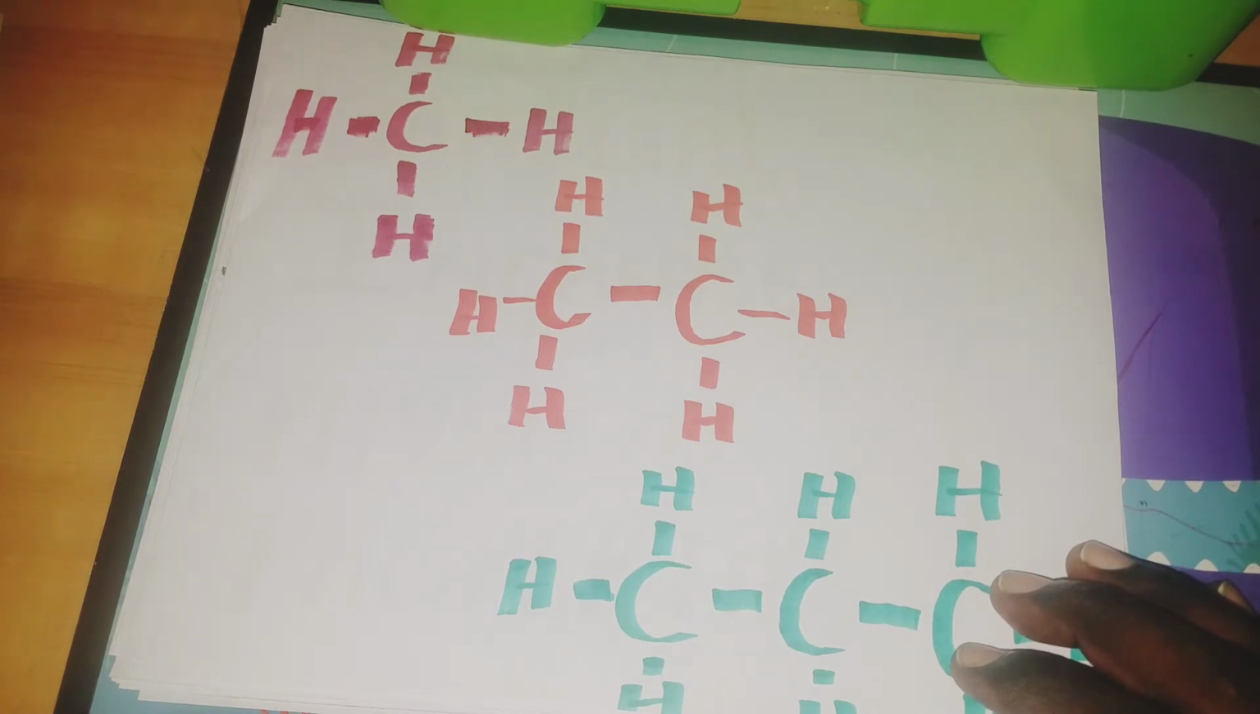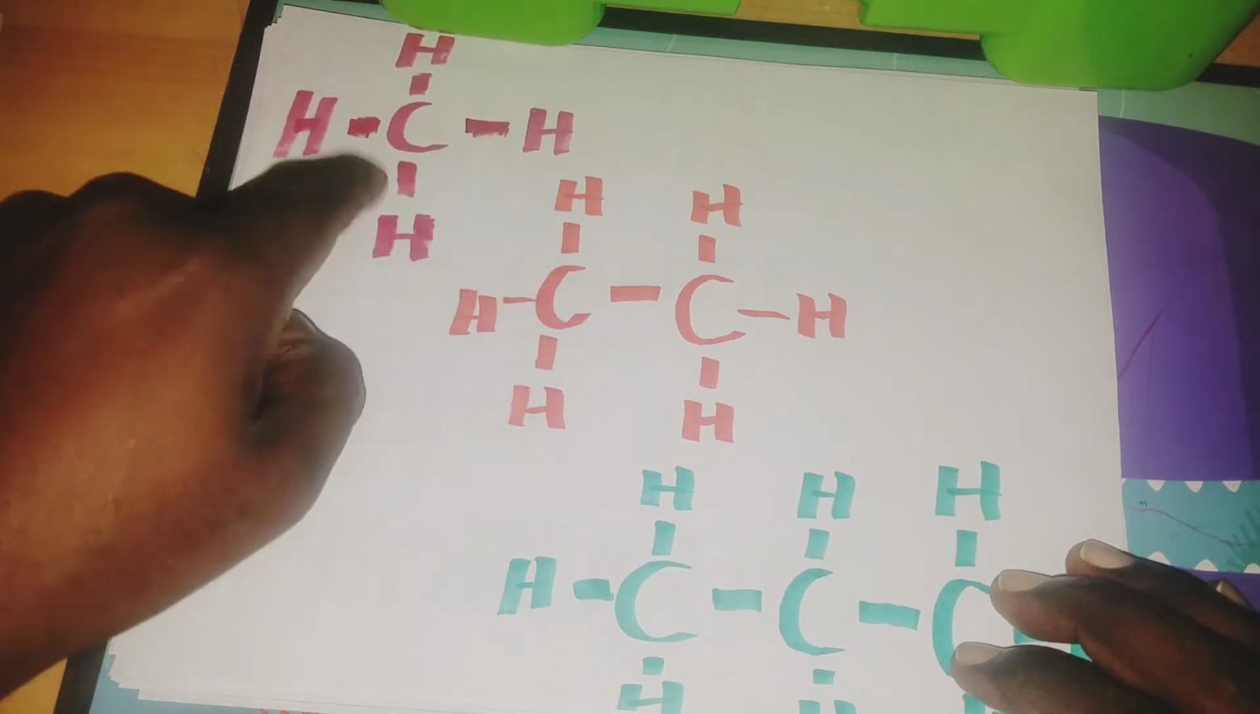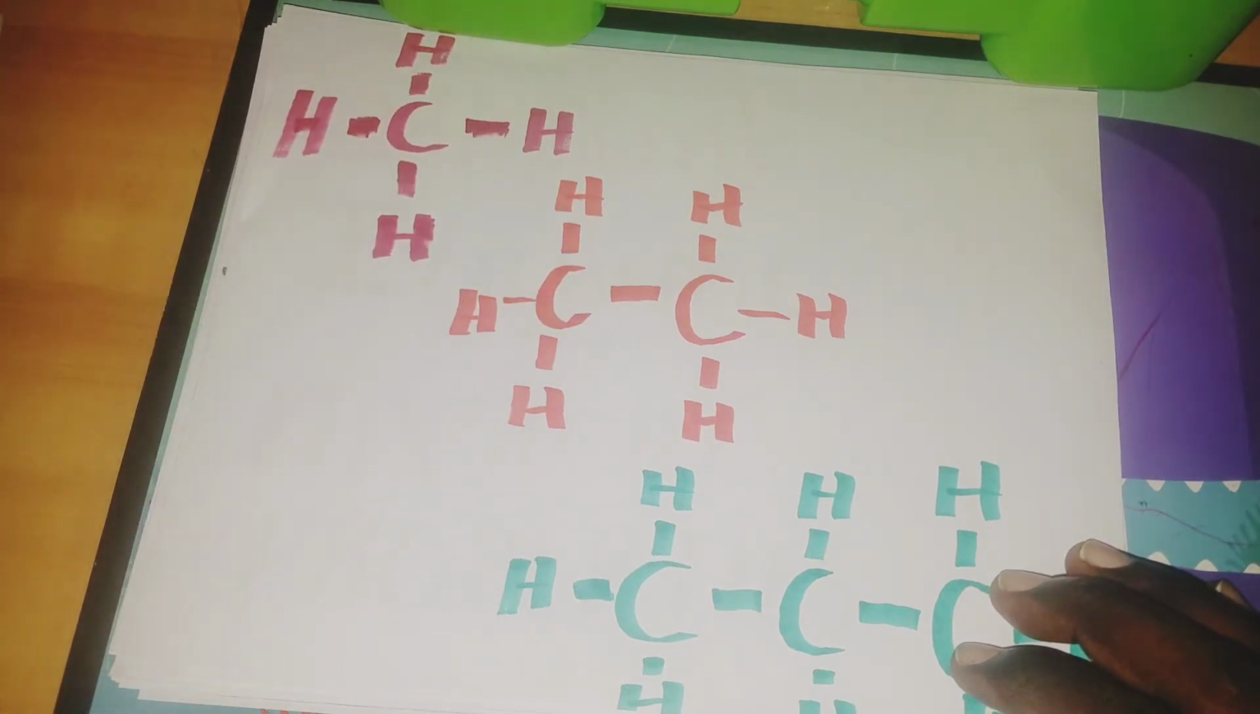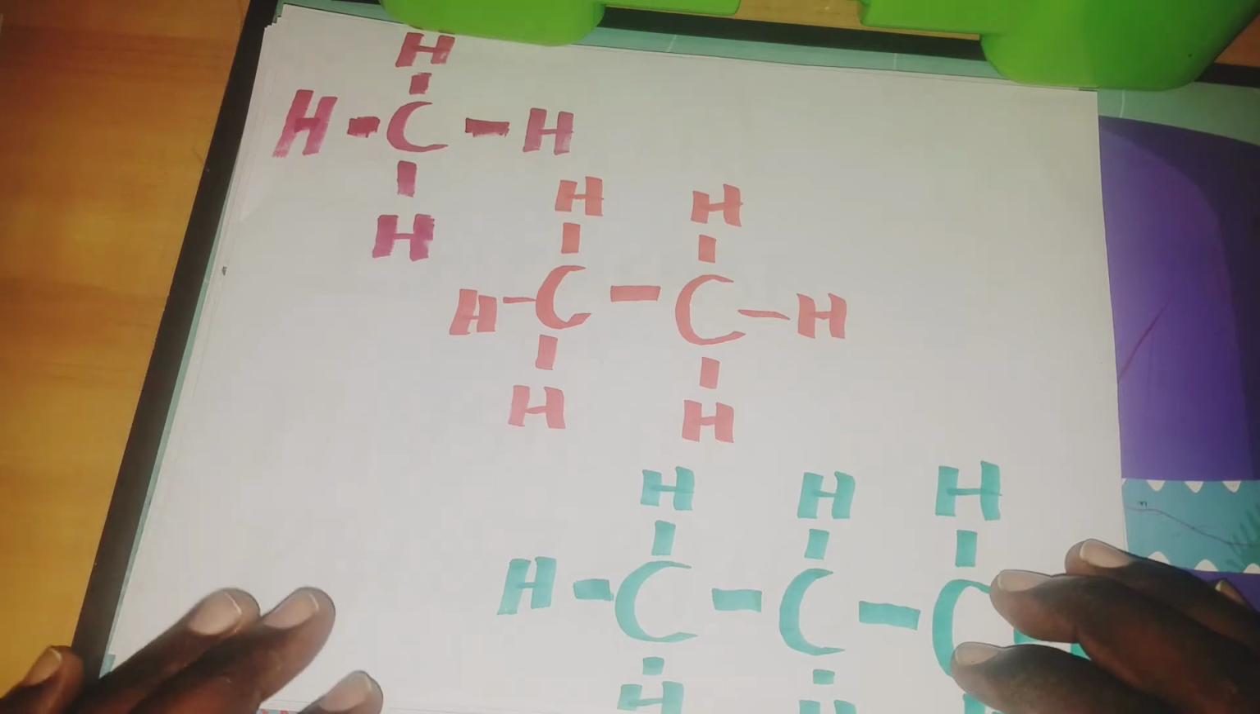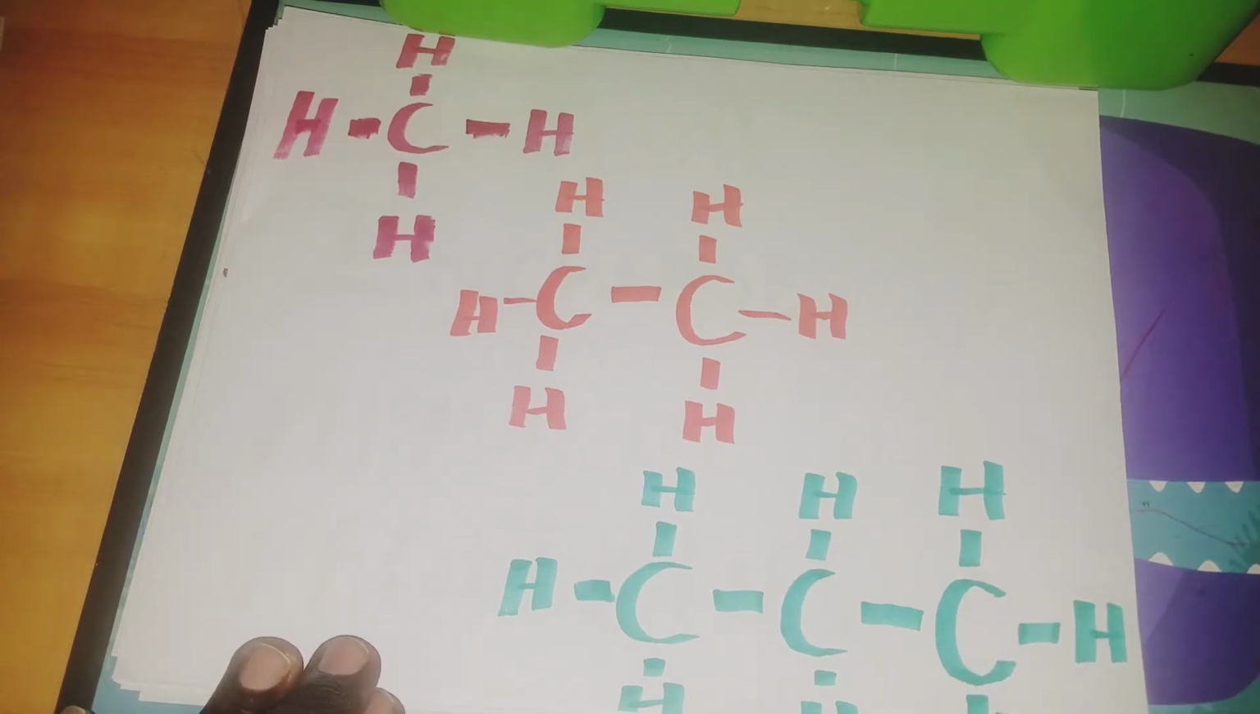Okay, now the mass of CH2 is 14 grams. Carbon is 12 grams, and there are 2 hydrogens, each of which has a mass of 1 gram. So the mass of CH2 is therefore 14 grams. So the difference between these two things is also 14 grams. Just a word to the wise there.